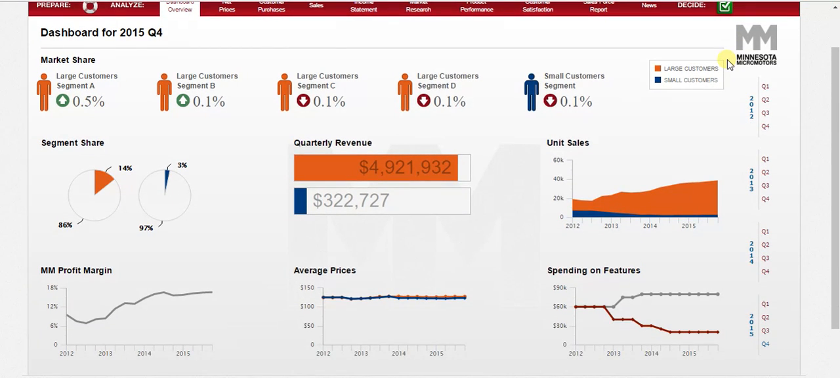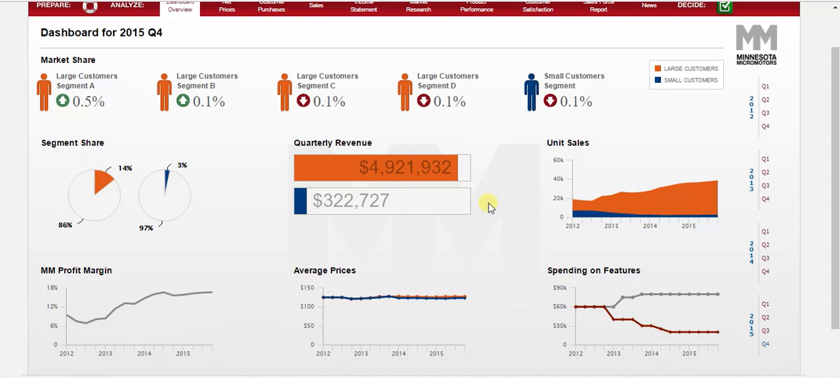First off, I'm going to show you my dashboard, which consists of the market share, my segments A, B, C, D, and small customers. A, B, C, D is of course the large. We also have the segment share here, which you can see I focus primarily on large customers. Orange is large, blue are small customers.